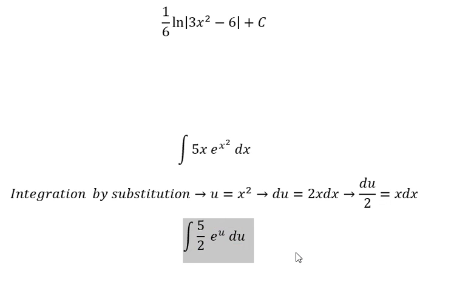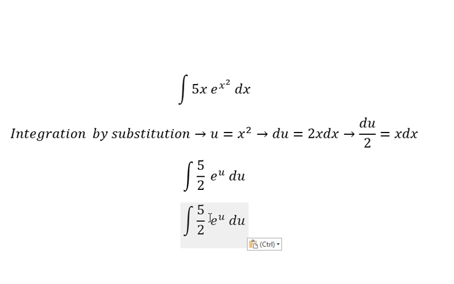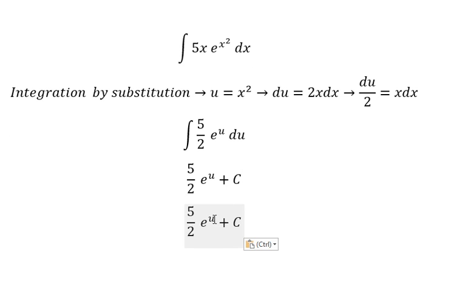The integration of this one, you get 5 over 2 e to the power of u, and we put c. About u, that's s squared. And that's the final answer.